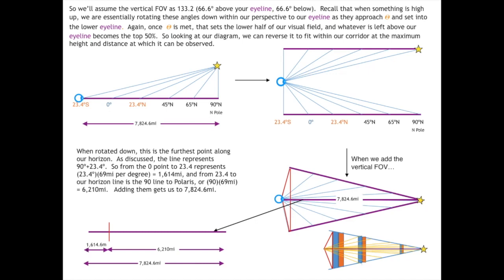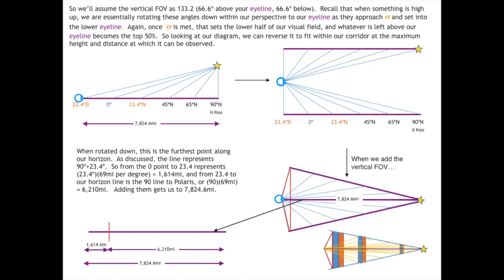So from the 0 point to 23.4 represents about 1,614 miles, 69 times 23.4. And from the 23.4 mark to our horizon line is basically the 90 line to Polaris, or 90 times 69, which is 6,210 miles. And adding them up gets us our 7,824.6 miles. As you can see on the lower left, we've outlined how those distance relationships work themselves out.